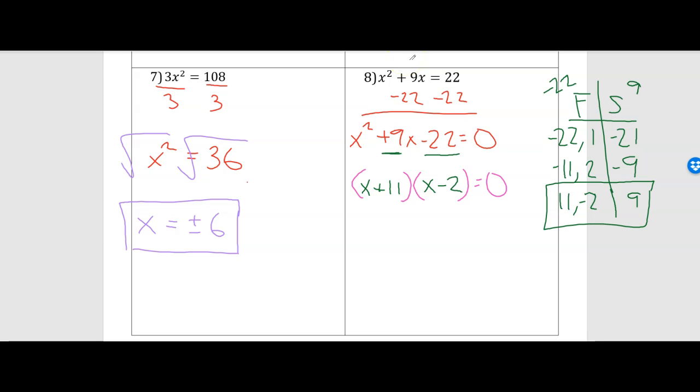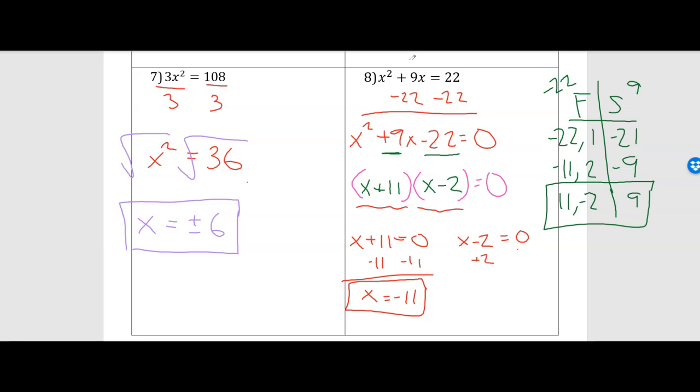Using the zero product property, we want to set both of these factors equal to 0, because if one of them is equal to 0, then it doesn't matter what we multiply, as the entire left-hand side will be equal to 0. So I have x plus 11 equals 0, and I have x minus 2 equals 0. And then I just solve each of these. So I get x is equal to negative 11, that's one solution, and add 2 to both sides over here, and x is equal to positive 2. That is my other solution.